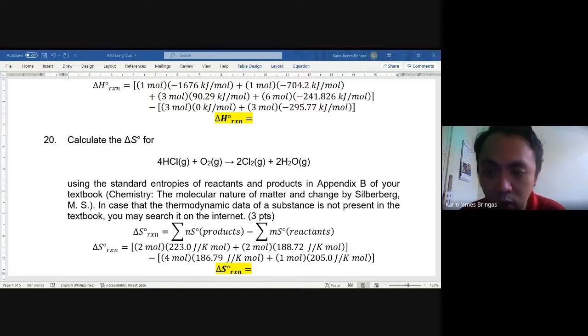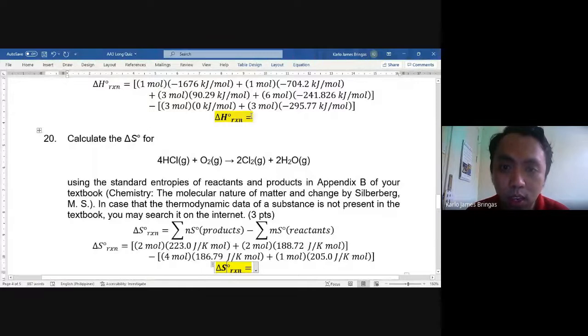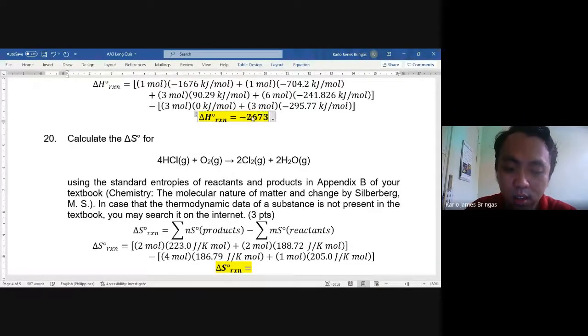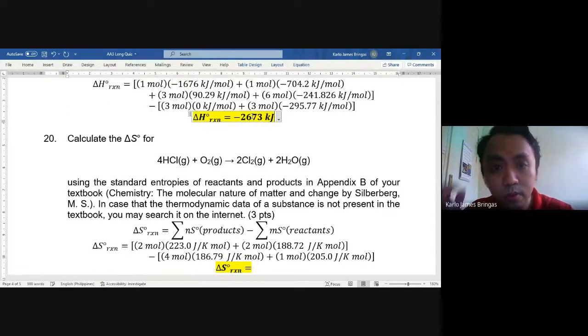Okay, so AC also agrees. So I also agree with them. So this one is equal to negative 2673 kilojoules. So that is our delta H.